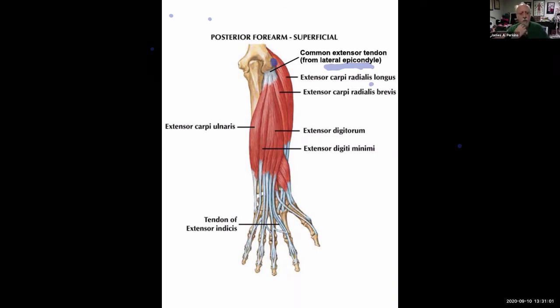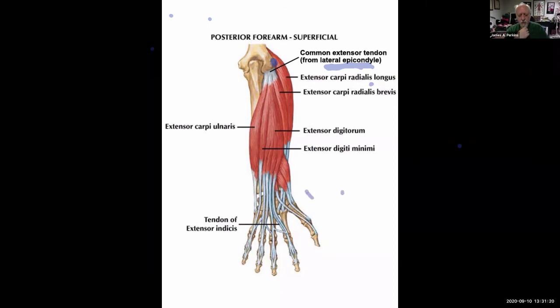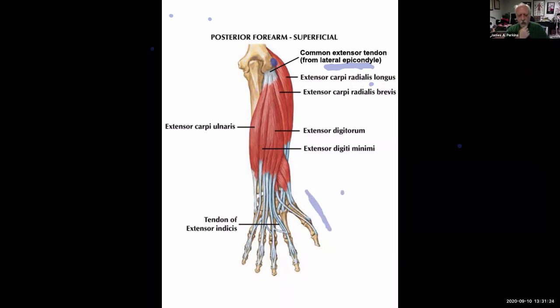All right, so just as I did on the anterior side, I usually have to try to find some landmark and work my way across the forearm from one side to the other in order to identify the muscles, because they all look so similar to one another. So I, again, typically look for the thumb, because I know that's going to be on the lateral side, and I work my way across the posterior forearm from lateral side to medial.